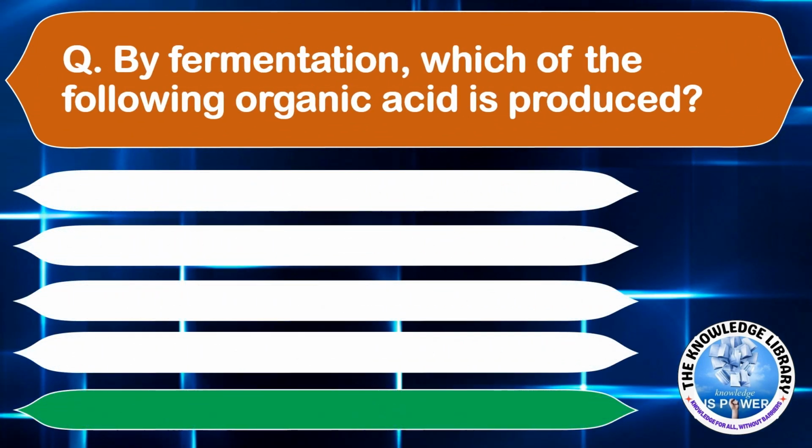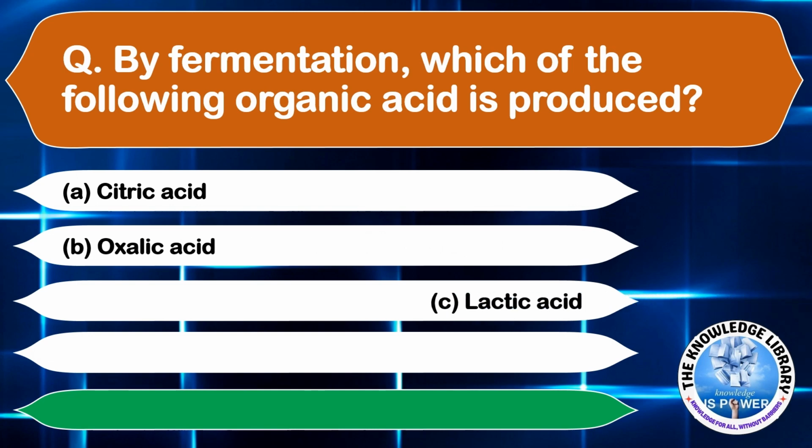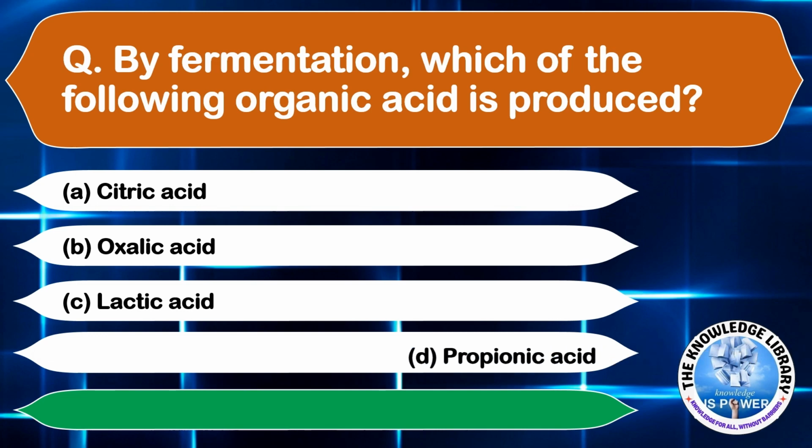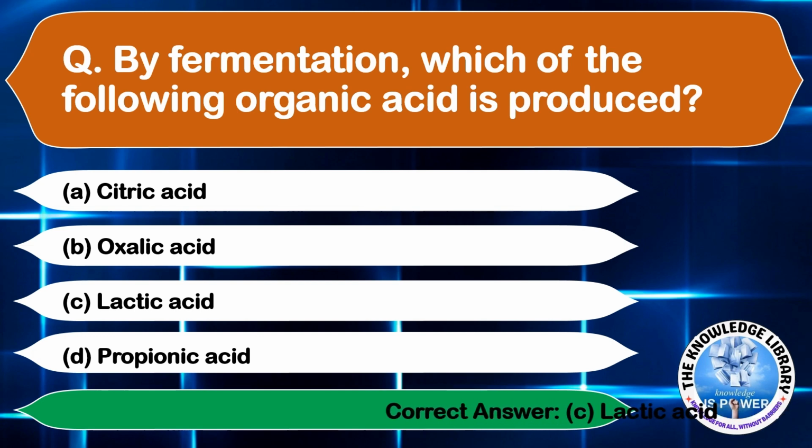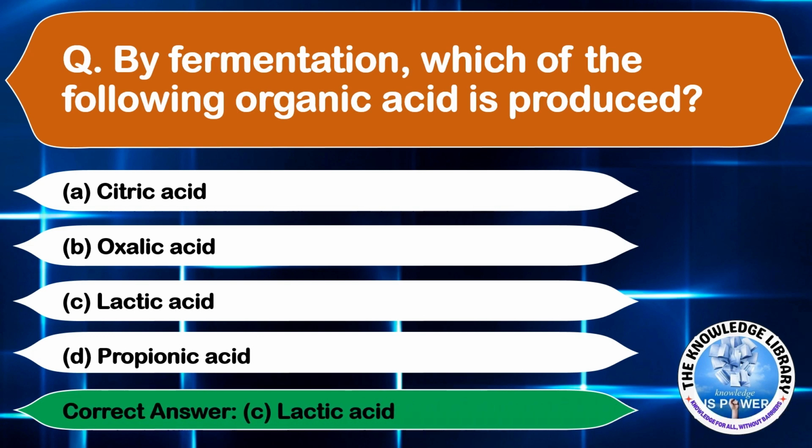By fermentation, which of the following organic acids is produced? Option A, citric acid. Option B, oxalic acid. Option C, lactic acid. And option D, propionic acid. The correct answer is option C, lactic acid. Moving on to the next question.